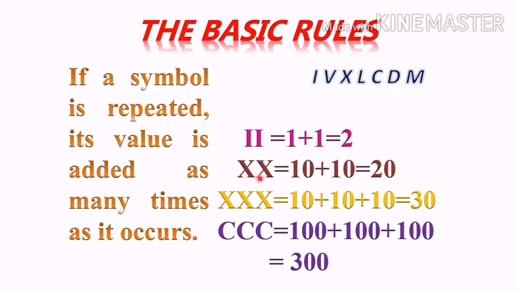X is repeated 2 times. The value of X is 10. So 10 plus 10 gives 20. Similarly, here also we have 2 other examples. X repeated 3 times, so the value is 30. C is repeated 3 times, so its value will be added 3 times. 100 plus 100 plus 100 gives 300.